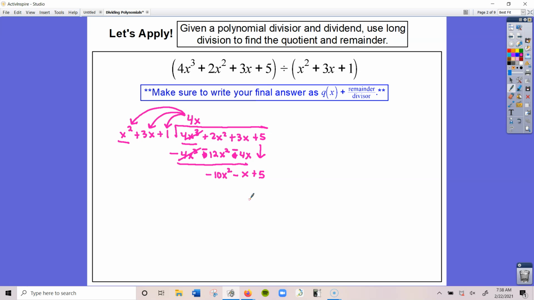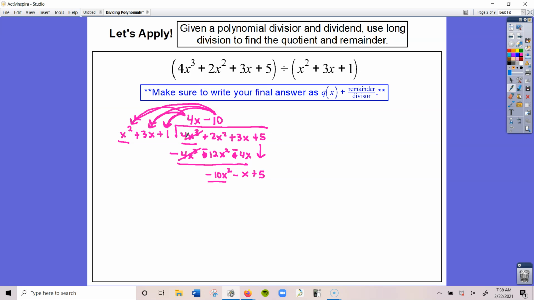Now we repeat this process. What do we need to multiply x squared by to get negative 10x squared? Notice that you're only focusing on the first terms, and then everything else will follow. So in order to get negative 10x squared, we would have to multiply x squared by negative 10. And now we're going to distribute this negative 10 just like we did with the 4x.